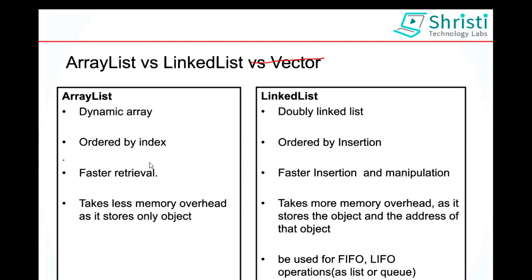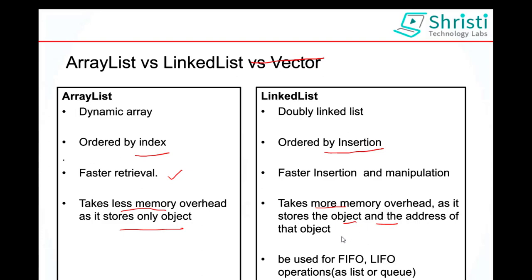In case of array list, it is ordered by index. In case of linked list, it is ordered by insertion. Array list can be used for faster retrieval because we are going to retrieve it by index. Linked list supports faster insertion and faster manipulation. Array list takes less memory overhead because it stores only the object. Linked list takes more memory overhead because it stores the object and the address of that object.